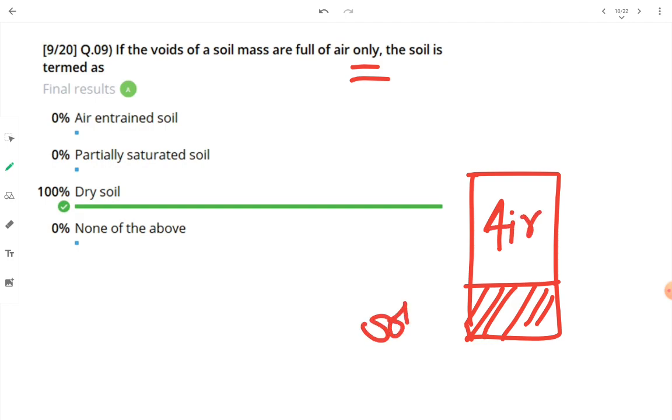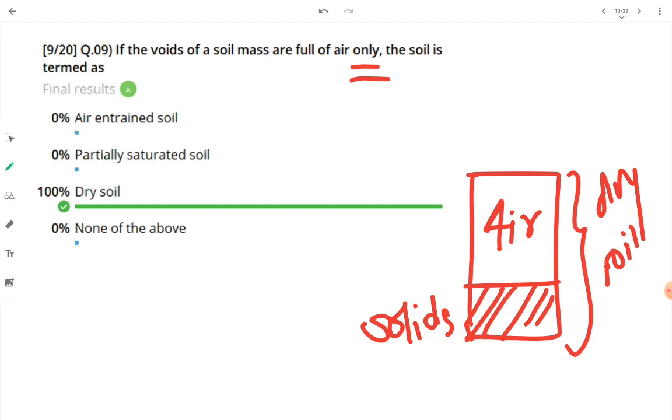Therefore, solid, soil solids and air. Okay, what is this representing? A dry soil. It is not air entrant soil, that is not the proper word. It is neither partially saturated soil. The correct option is dry soil.